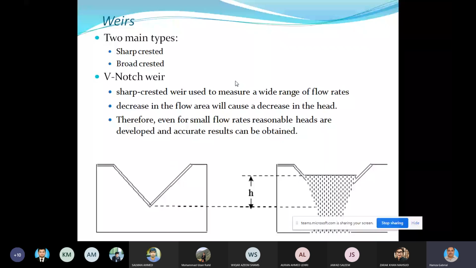and so it is more suitable if your discharge is fluctuating. So it will record or measure all the low, medium, or the high discharges. So it is very suitable for a wide range of flow rates. So in the V notch, where there is a decrease in the flow area, that will cause a decrease in the head, and even a small flow rate can reasonably be recorded. So this type of V notch weir, which is a sharp crested weir, is very suitable for even measuring low flows.